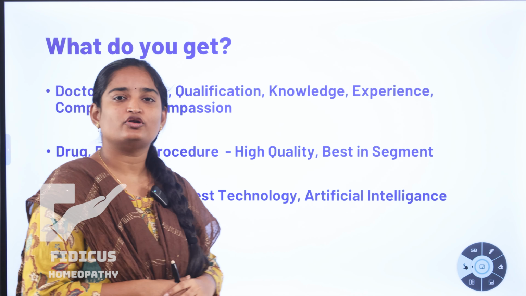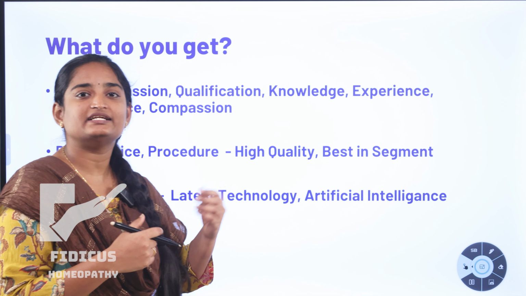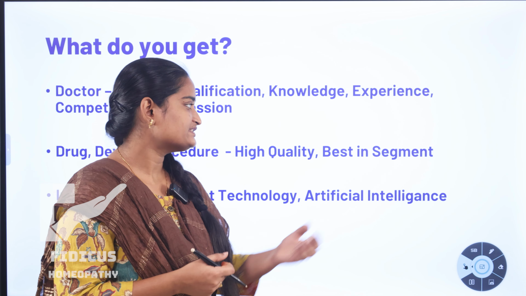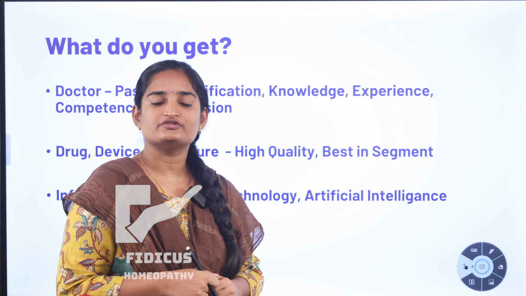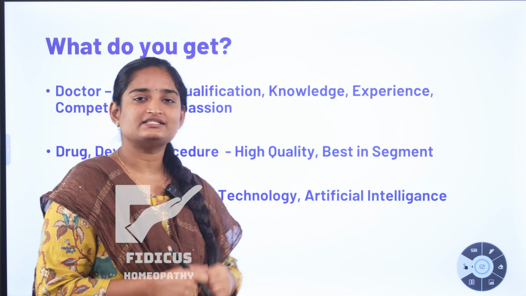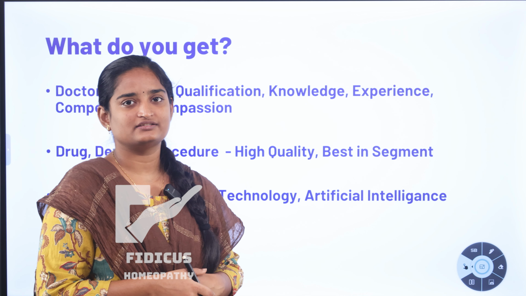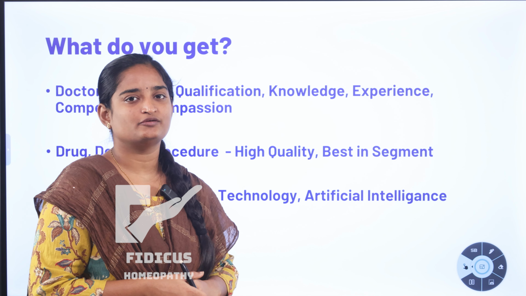The drug regimen we are following is of top quality medicines. We are getting our medicines from the best pharmaceutical industries, which are also best in their segment. The infrastructure we are using is of the latest technology and also artificial intelligence. By using this latest technology and artificial intelligence, we can give better results to the patients. All these are the advantages of selecting Fidicus Homeopathy.